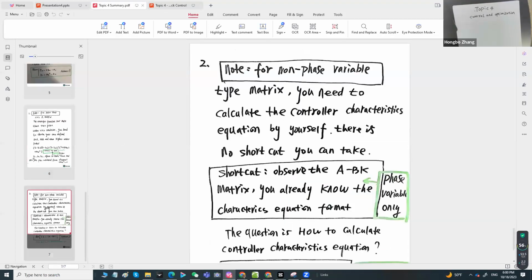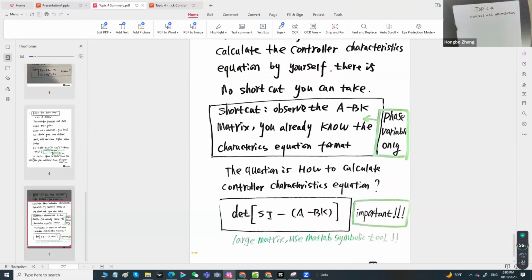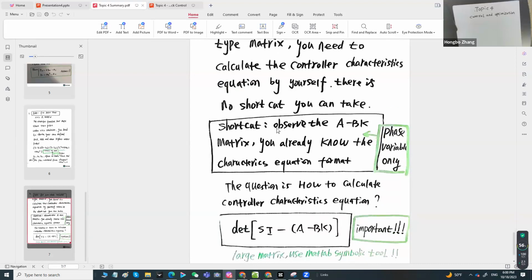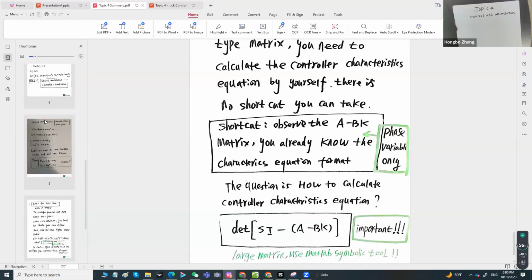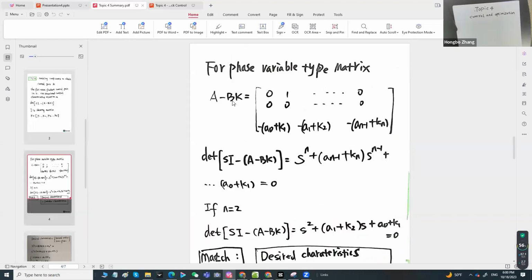All right. The second note I give to you is about the phase variable form only, and we call it a shortcut. If you have phase variable form, I know the A matrix. You can derive the A matrix based on chapter 3, for a mechanical system or a circuit. You plug in K1, K2, K3 there, so beautiful. I formulate a phase variable, and it's done.